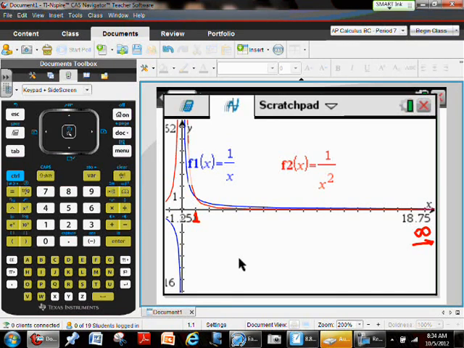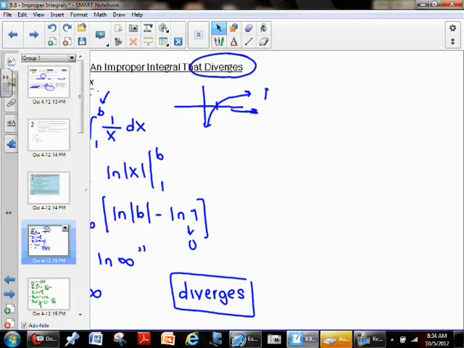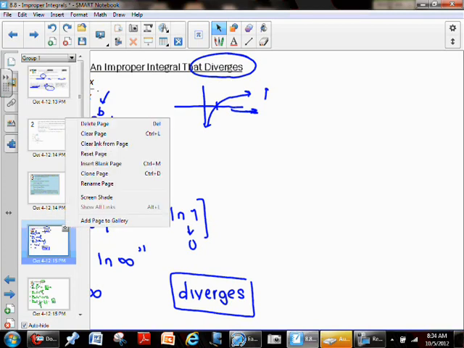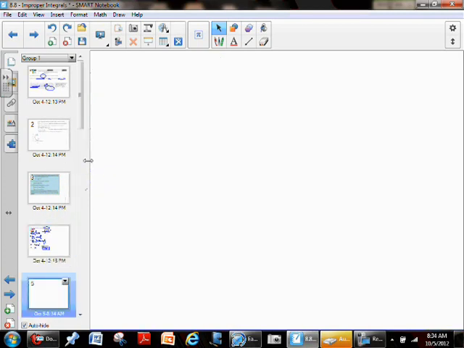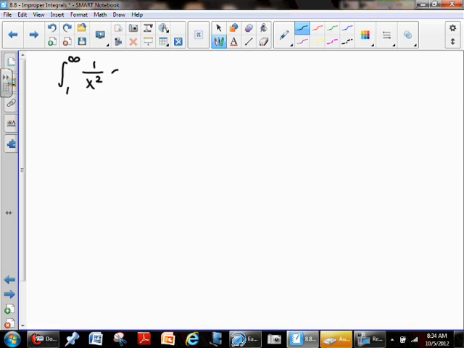So let me go back to my document here, and I'm going to insert a blank page and set up a brand new problem for you to understand the relationship between 1 over x and 1 over x squared. So we're going to integrate from 1 to infinity 1 over x squared. Now again, my students, this is not in your note packet, so you can just sit and follow along. I'm going to set this up much the same way that I did the other problems.